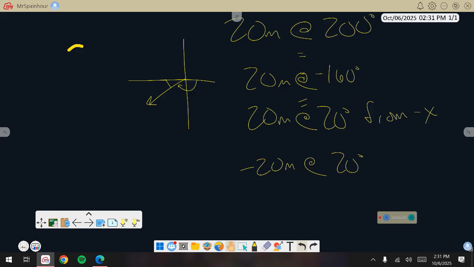You could do a combination therein. Another one you could do here that combines both of them is you could say 20 meters at, say, negative, I don't know why I keep saying equals, at -70 degrees from the negative y-axis.